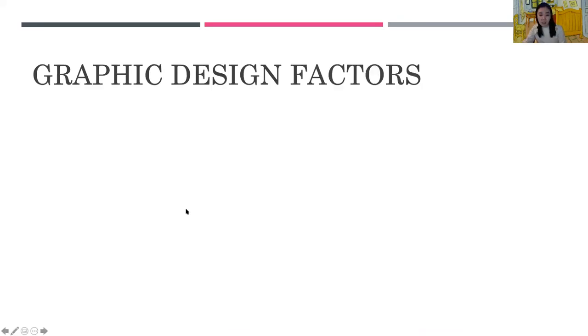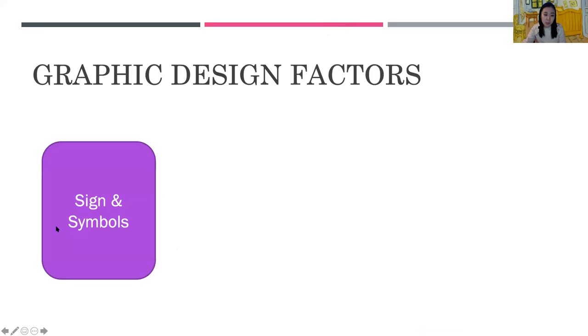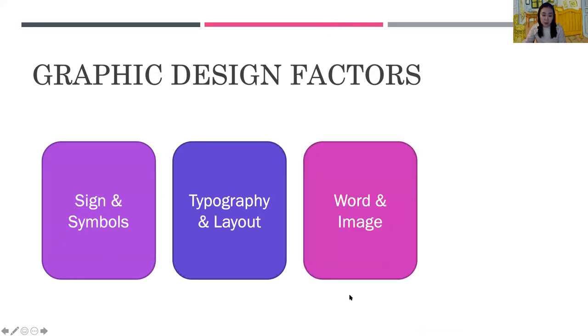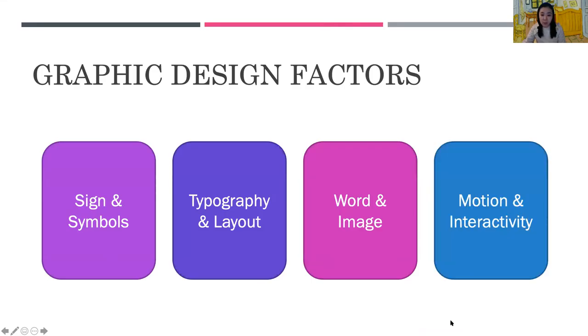So today we're going to see four factors for creating a great graphic design. First one is sign and symbol. And the next one is typography and layout. And the third one is word and image. And the last one is motion and interactivity. So let's see one by one.